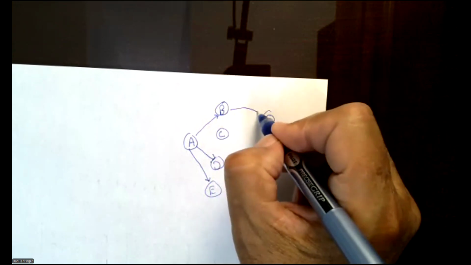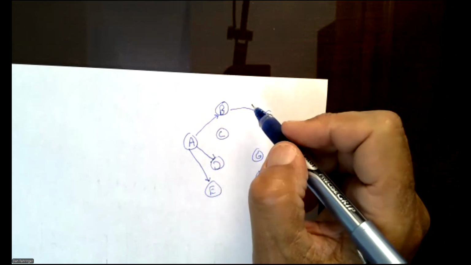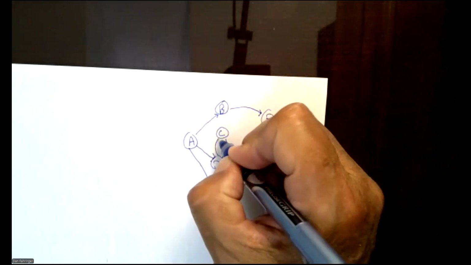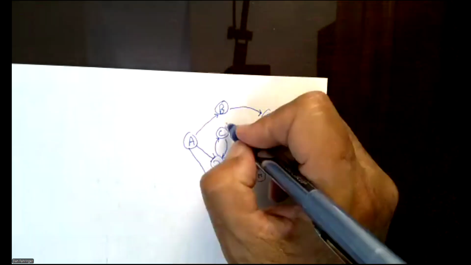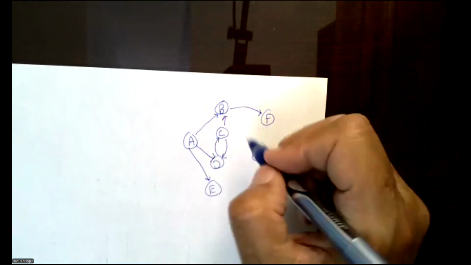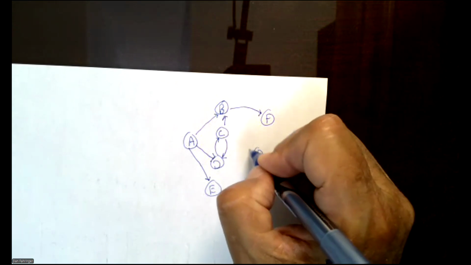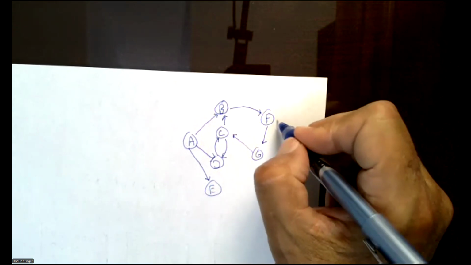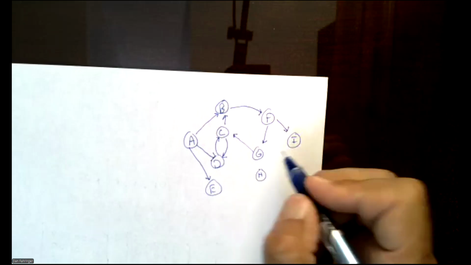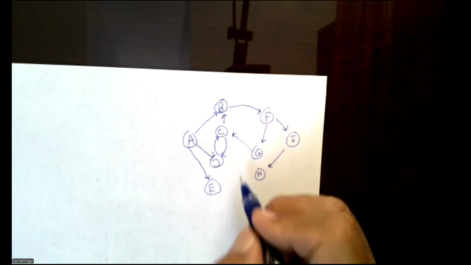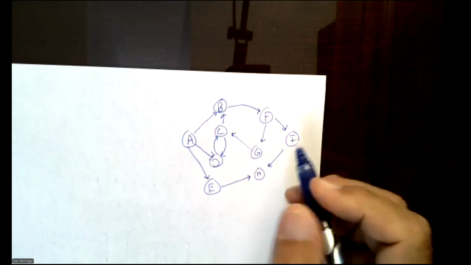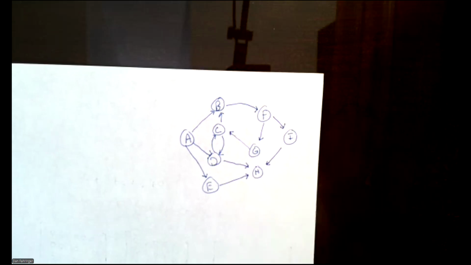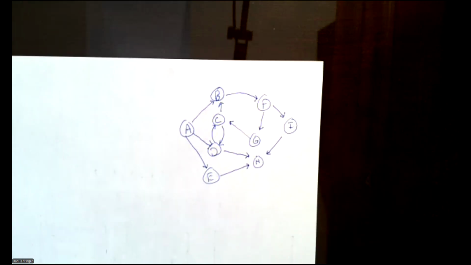B goes to F. C goes to D. D goes to C. C goes to B. This is actually in the book. That's pretty good. I'll let you catch up.